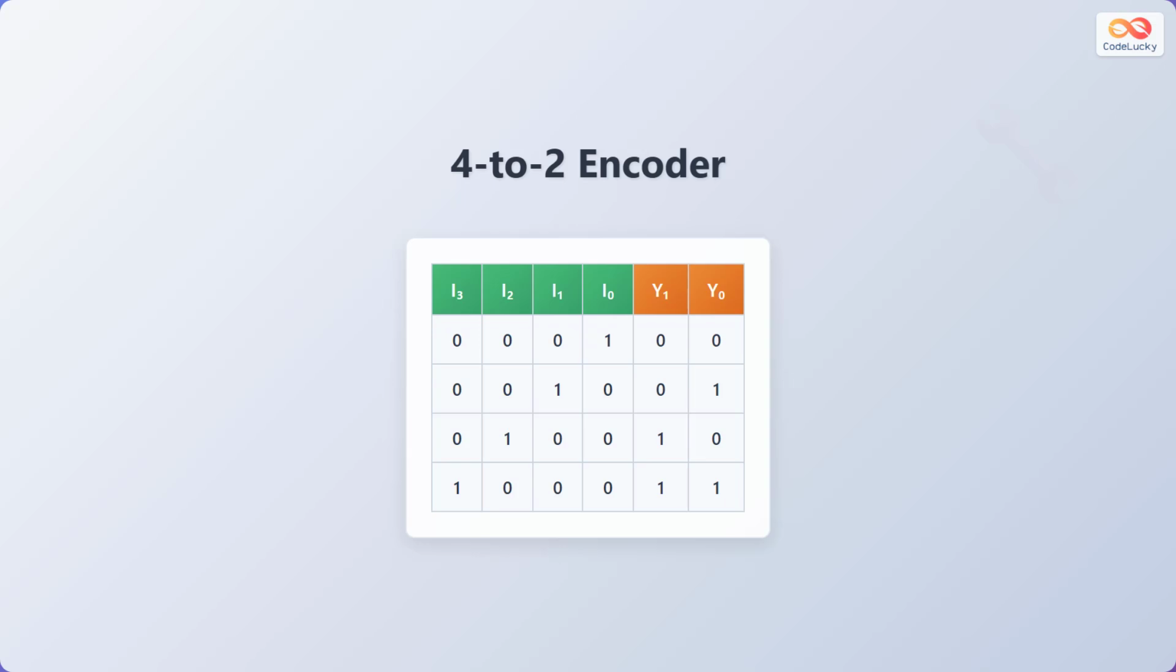When input 0 is asserted and the rest of the inputs are 0, the outputs y1 and y0 are 0, 0. When input 1 is asserted and the rest of the inputs are 0, the outputs y1 and y0 are 0, 1. When input 2 is asserted and the rest of the inputs are 0, the outputs y1 and y0 are 1, 0. When input 3 is asserted and the rest of the inputs are 0, the outputs y1 and y0 are 1, 1.